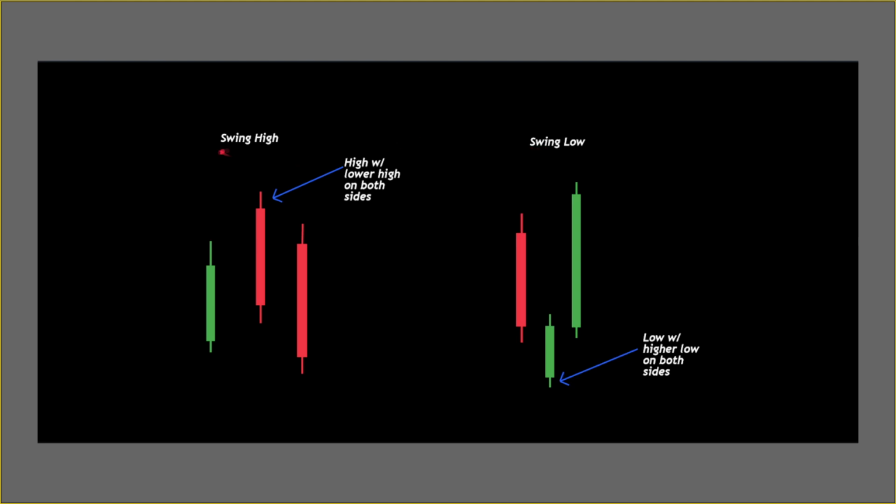So here is our swing high example. Here is our high with a lower high on both sides. So here's our noticeable high and the lower high here and a lower high here. So this is noticeable. It sticks out. Same thing with our swing low. It's a low with a higher low on both sides. Here is our extreme low, the very bottom. And here's a low to the left of it. It's a little bit higher. And here's a low to the right of it. It's a little bit higher, right?